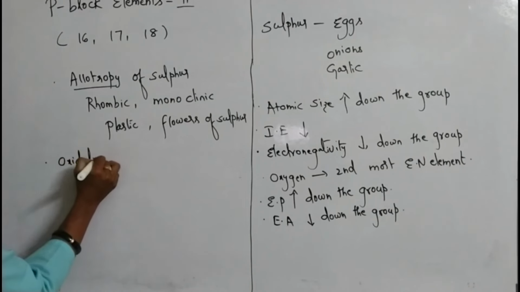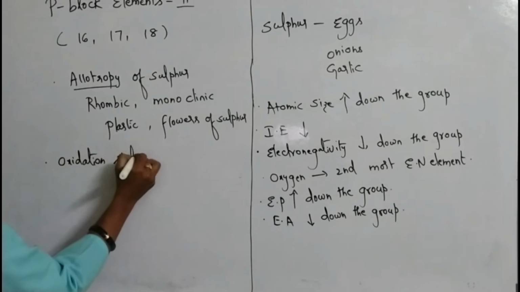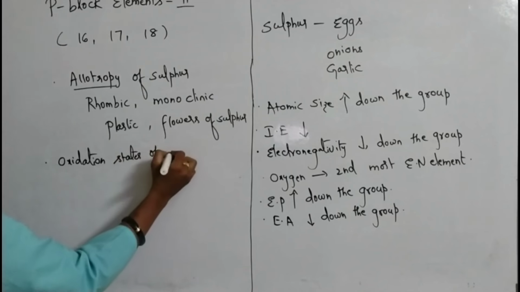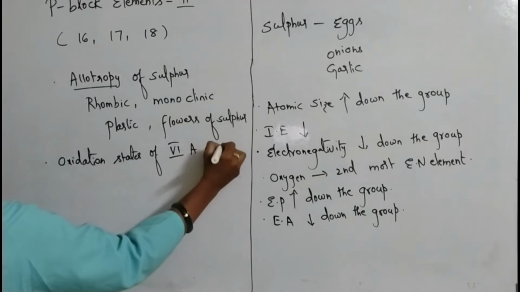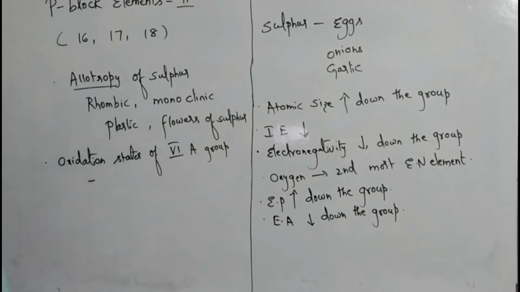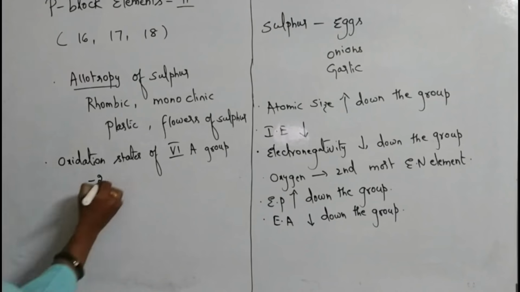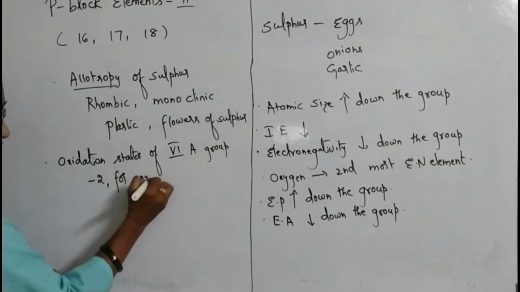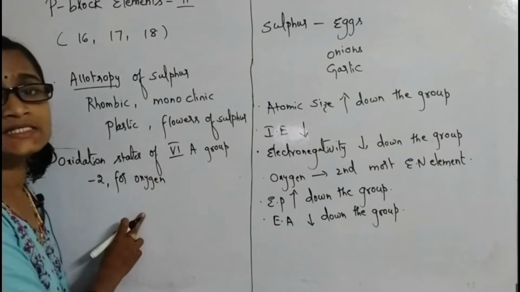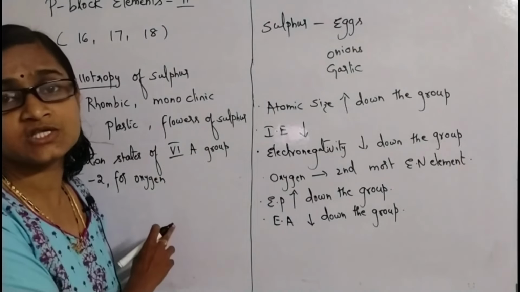If you go for the oxidation states of 6th A group elements, generally, oxygen exhibits -2 oxidation state in most of its compounds because of its high electronegativity. Please remember this point. Oxygen in most of the cases exhibits -2 oxidation state.